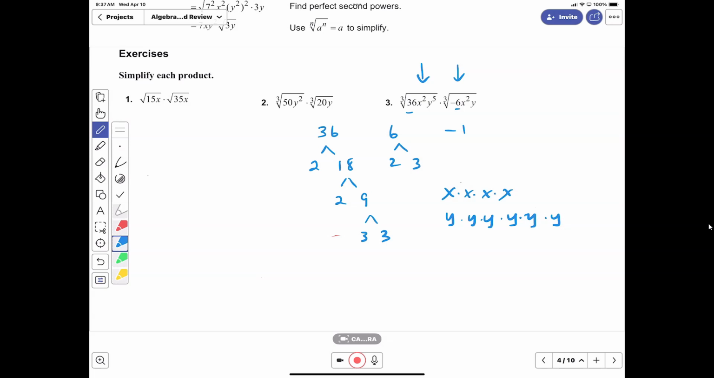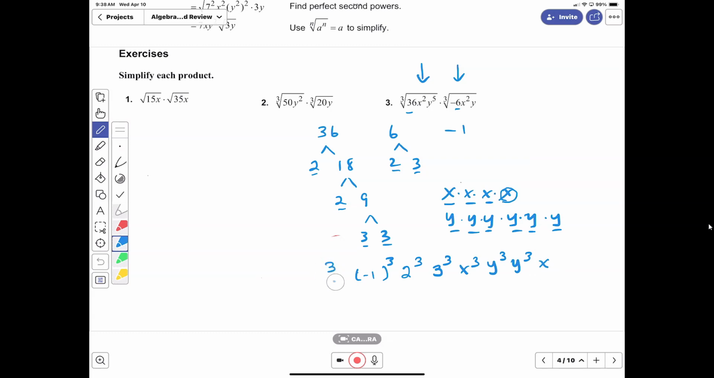So now we're looking at groups of 3. So we have 2, 2, 2. So we have 2 to the 3rd. We have 3, 3, 3. That's 3 to the 3rd. X, x, x. That's x to the 3rd. Y, y, y. So that's going to be y to the 3rd. Y, y, y. So that's y to the 3rd. Negative 1. Negative 1 can be raised to the 3rd power. What about this x? That x there is going to be by itself. And I think I've covered every factor here.